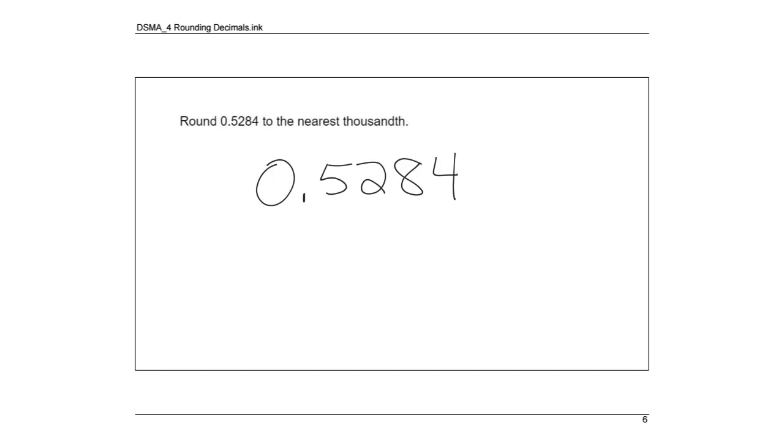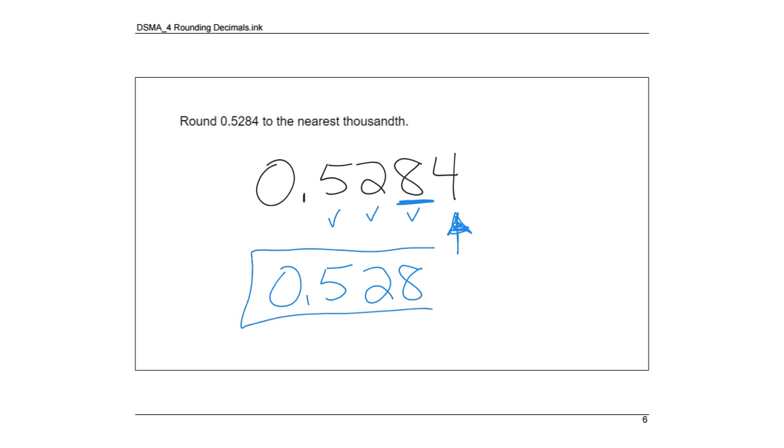They gave me 0.5284 and asked me to round to the nearest thousandth. So I have tenths, hundredths, thousandths. So I want to round at the 8. That means I have to look at the very next number to see if I'm going to round down or round up. Well, since it's 4, 4 is less than 5. That tells me that I am going to round down to 528 thousandths.